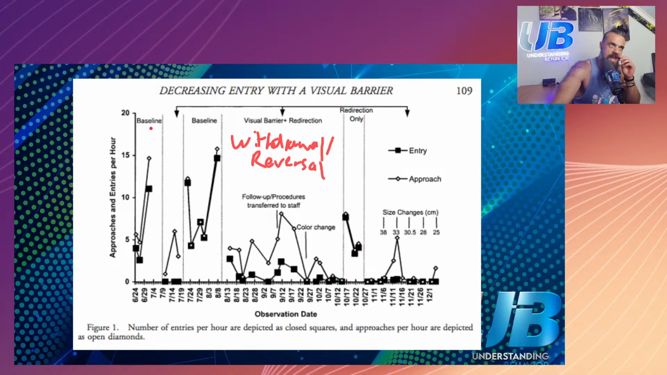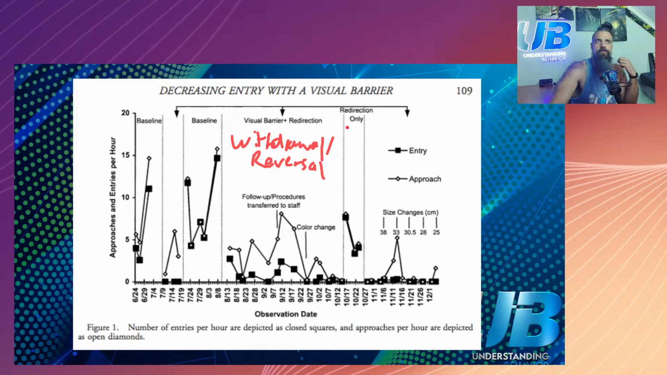We see that we have a baseline condition. We've got this visual barrier plus redirection. We implement that phase a few times, and then we have a redirection only condition. The data paths here, we've got two data paths going on. So we have entries and approaches. When we read the chart title, we can say we're decreasing entries. So entries are going to be one of our dependent variables. We can also see on our y-axis label that it says approaches and entries per hour. So again, that's more confirmation that these two different things on our legend are dependent variables. These are not independent variables.